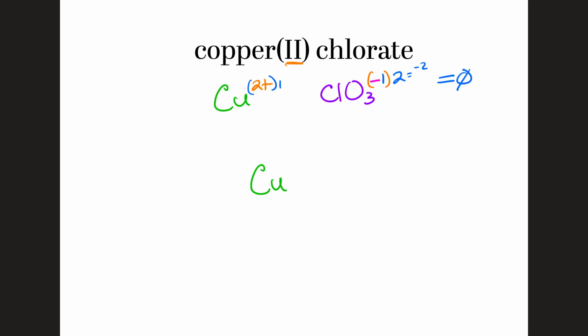So we have copper. We multiplied this charge by 1. So we have 1, which of course we do not write. We now have chlorate, ClO3. We multiplied this charge by 2. So we have 2 chlorate. So we have to put parentheses and then the 2.